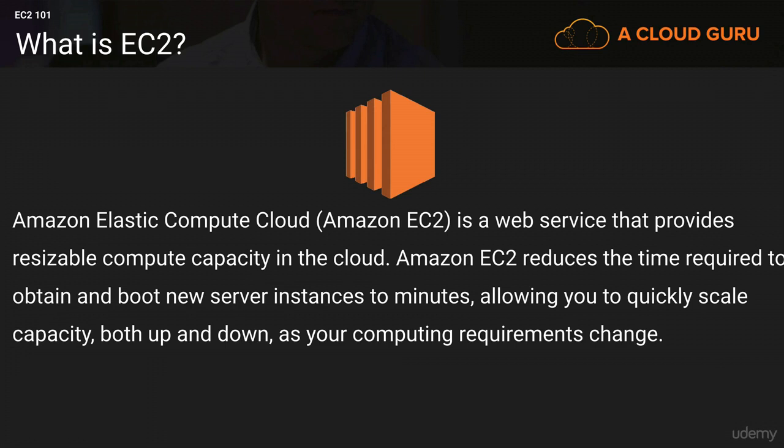So what is EC2? Well, EC2 is a web service that provides resizable compute capacity in the cloud. Amazon EC2 reduces the time required to obtain and boot new server instances to minutes, allowing you to quickly scale capacity, both up and down, as your computing requirements change. So what actually is it? Well, it's virtual machines in the cloud. This is going to be your virtual Linux server or your virtual Windows server, and you provision them on demand. And we'll look at all the different types of EC2 instances in a few slides.